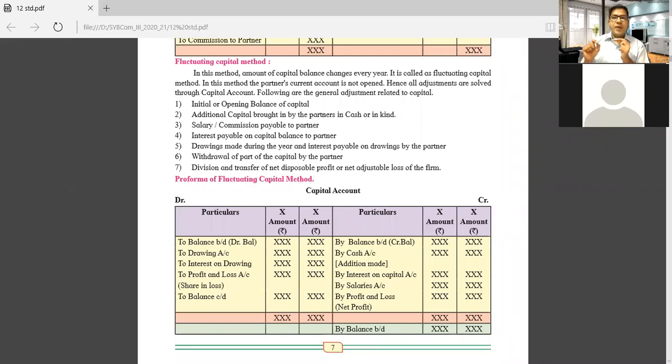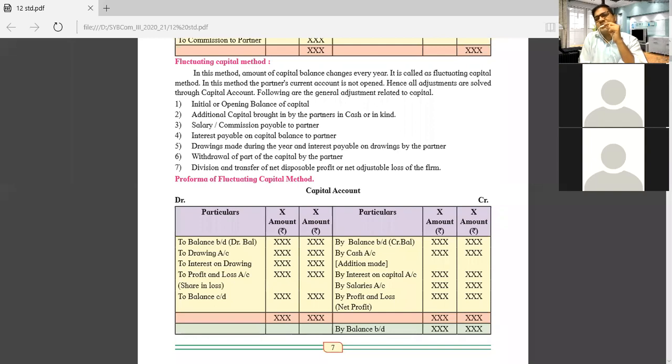In this method, the partner's current account is not opened. Under the fluctuating capital method, the partner's current account is not opened. Under the fixed capital method, the partner's current account is opened. You have to keep these things in mind. Sometimes they ask this in objective questions. Hence, all kinds of expenses and all kinds of incomes we have to put through the capital account.